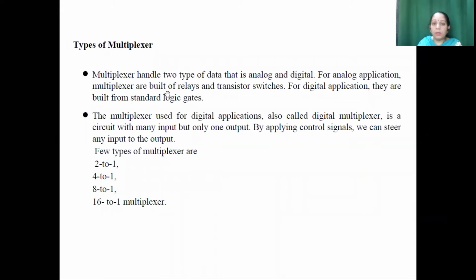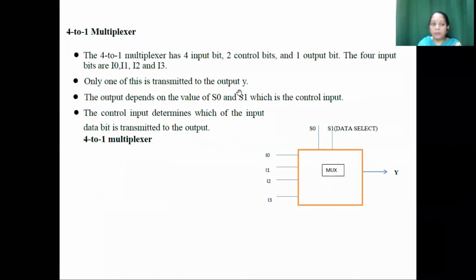Types of multiplexer. Multiplexers handle two types of data, that is analog and digital. For analog applications, multiplexers are built of relays and transistor switches. For digital, they are built from standard logic gates. Multiplexers are of different types, that is 2 to 1, 4 to 1, 8 to 1, 16 to 1 multiplexer. Now move on to the 4 to 1 multiplexer circuit. A 4 to 1 multiplexer has 4 inputs, that is I0, I1, I2 and I3, and 2 control bits, that is S0 and S1. This is called data select, and it has 1 output bit.